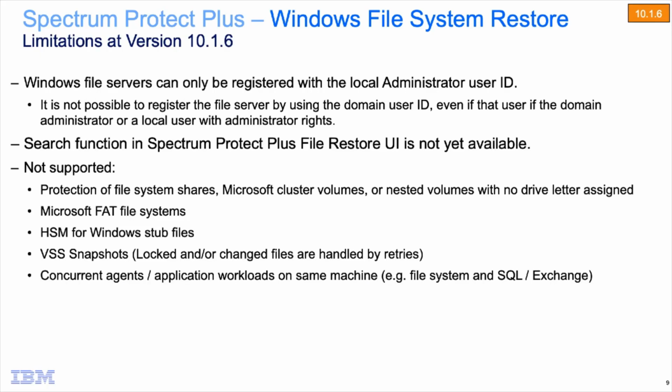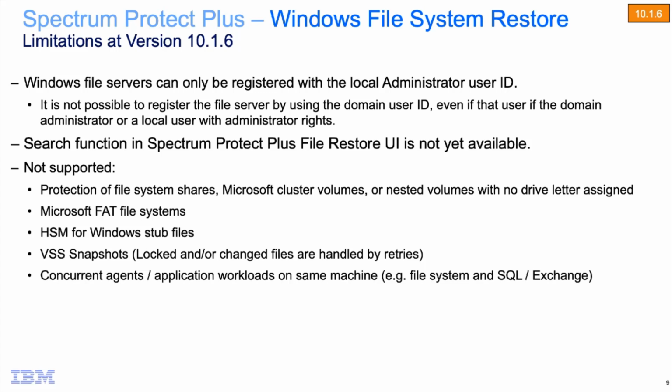Now there are some limitations at version 10.1.6. This is the first version of Windows File System Backup and Restore that we're releasing, and I wanted to point out some of those to you. First, I mentioned this already, that you have to use a local administrator ID to register the system. The second limitation is that in this restore GUI, there is not a search function. So basically you'll have to drill down and find the files or file or directories that you want to restore and restore them. You can't go in and search.